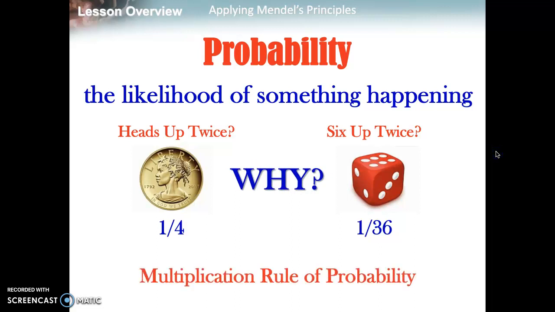This is called the multiplication rule of probability. So let's look at that rule. Okay, we just talked about the rule of independent events. Now let's talk about when we have simultaneous events occurring at the same time. If we have simultaneous events occurring at the same time, we must use the multiplication rule of probability.